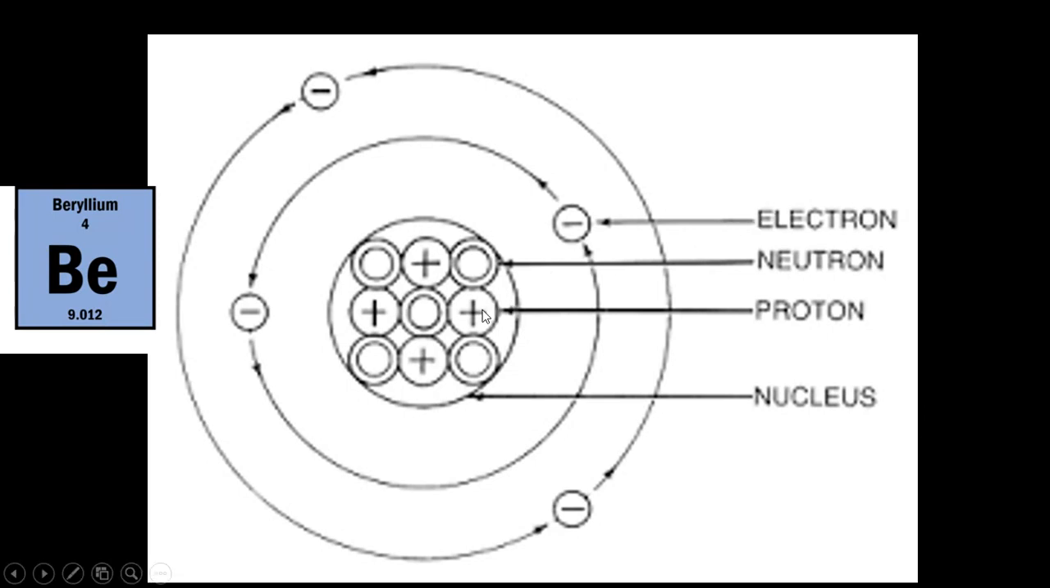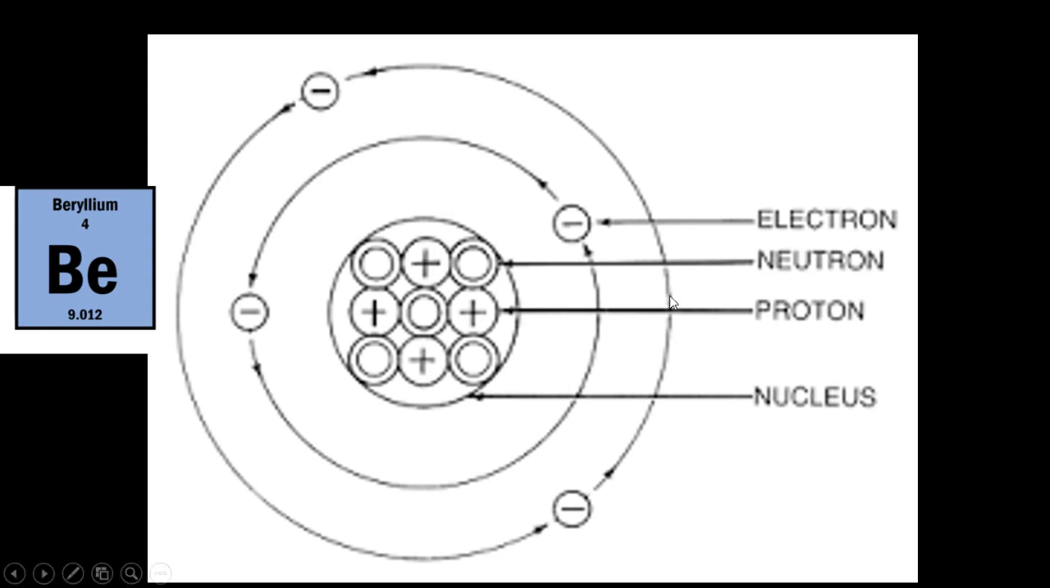I can also tell you that this atomic diagram is beryllium because there are 1, 2, 3, 4 protons. Protons are what give an atom its identity, and they identify what element it is. So protons are really important.